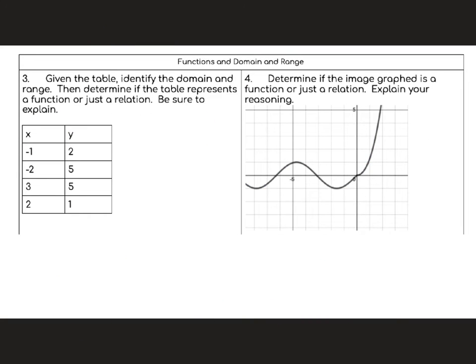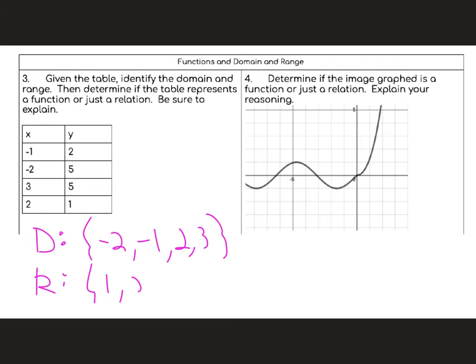Next one here, we got a table: identify domain and range. So the domain is going to be, I'm going to put them in order because it makes me more comfortable, negative 2, negative 1, 2, and 3. And then the range is going to be 1, 2, and 5. I don't have to double list 5. I can just write it once.